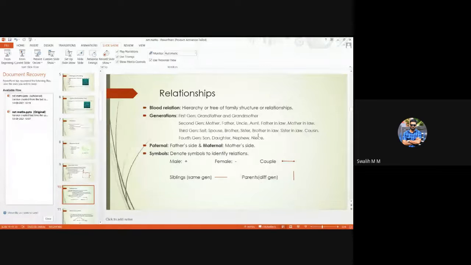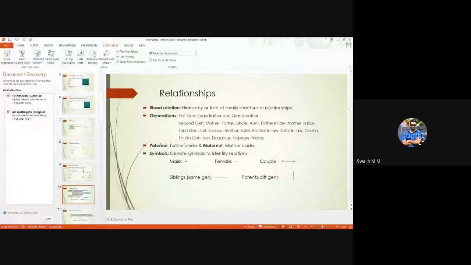And you can even add more generations backward. Backward, another generation would be great grandparents. Here, fifth generation would be grandchildren and all. But in NET questions, you won't get that difficult ones.